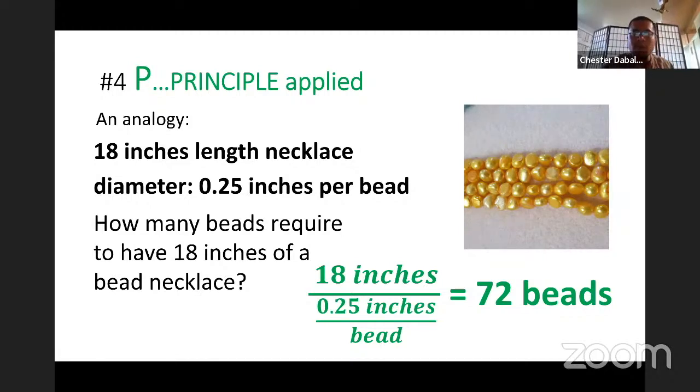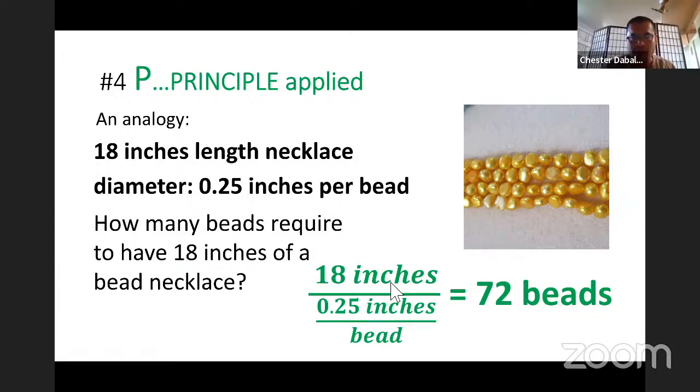Okay? So, papaano ninyo isosolve yun? Anyone? Say, for example, kailangan ko ng 18 inches na necklace. Yung diameter ng bead ay 0.25 inches per bead. Anyone who would do a calculation? Sinong nakapag-calculate? Hello? Anyone who has done a calculation? Okay, so kung ayaw ninyo, nandito na sa slides.